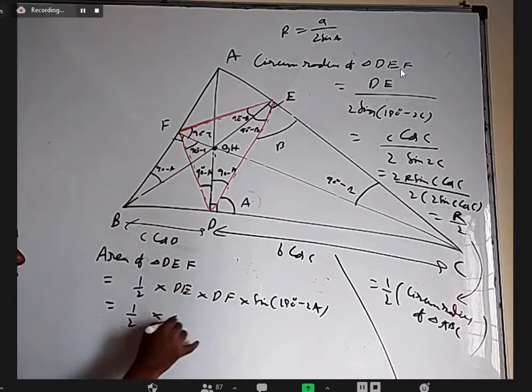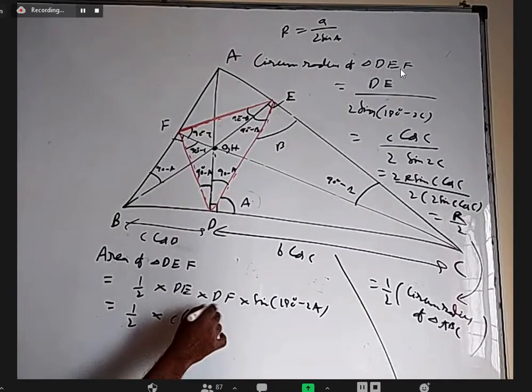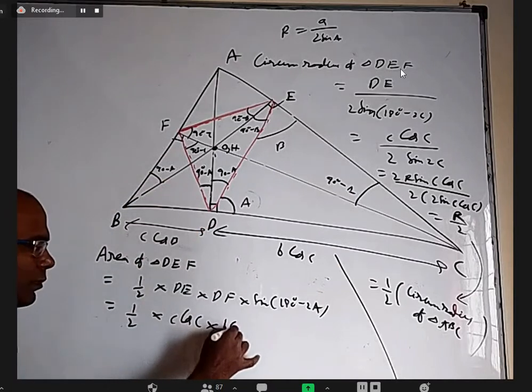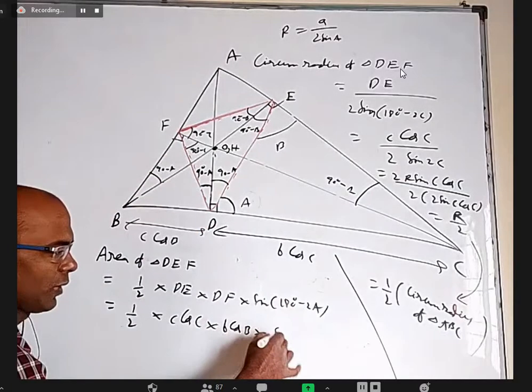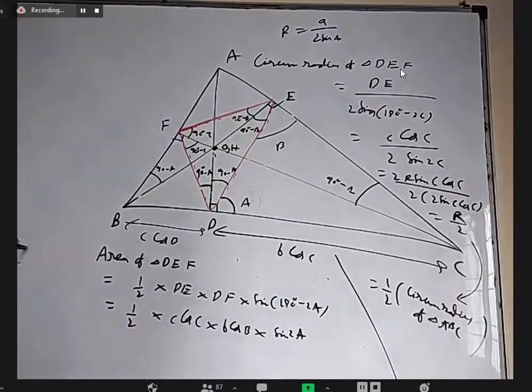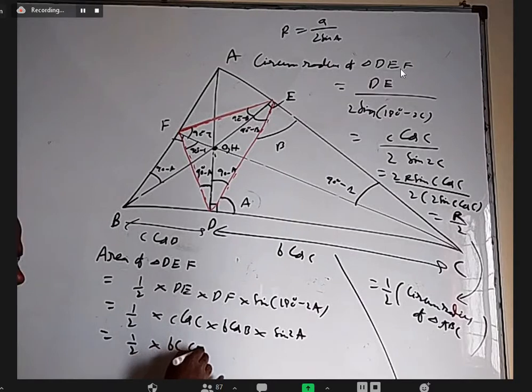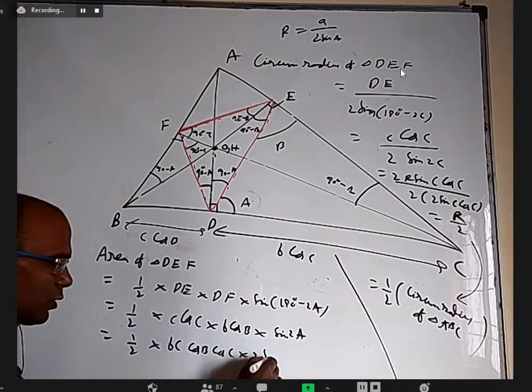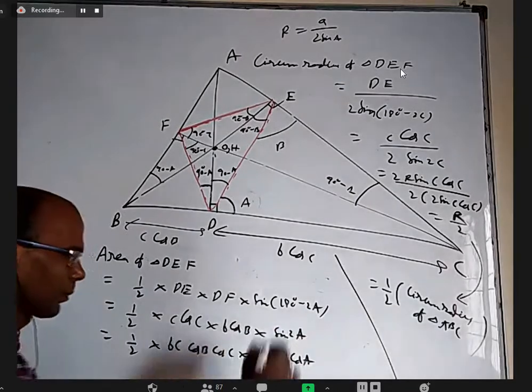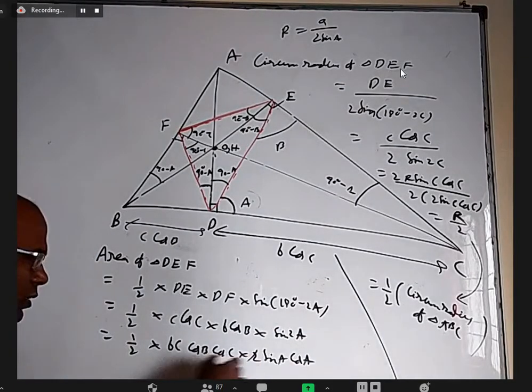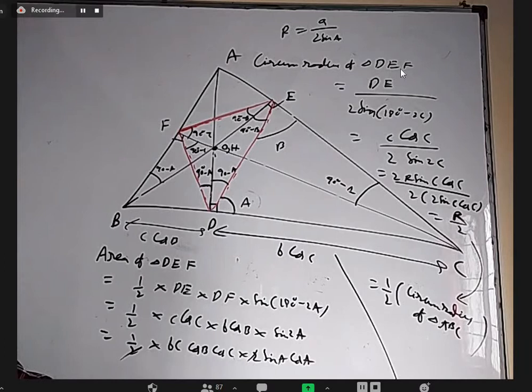DE length is a cos C and DF length is b cos B. And sine of 180 minus 2A is sine 2A. Half into bc cos B cos C. Sine 2A, you can write as 2 sin A cos A. You can cancel 2. Write sin A as a by 2R. It is going to come abc by 2R into cos A cos B cos C.